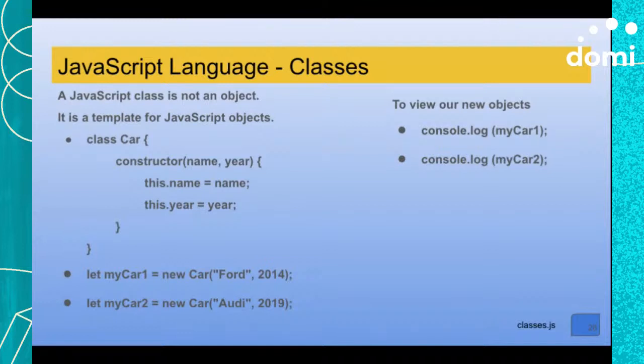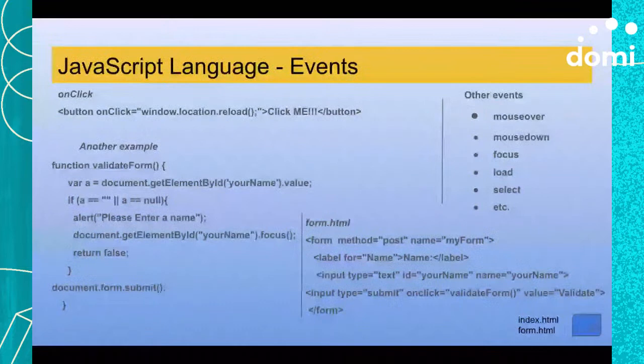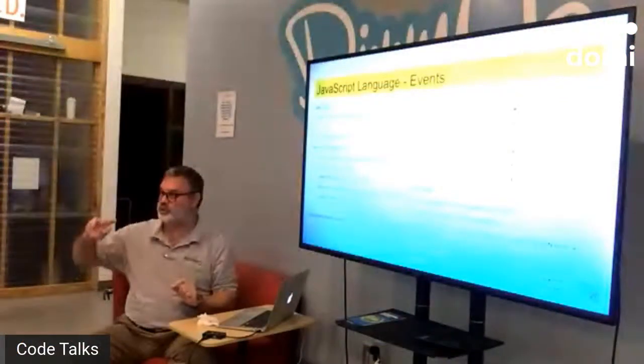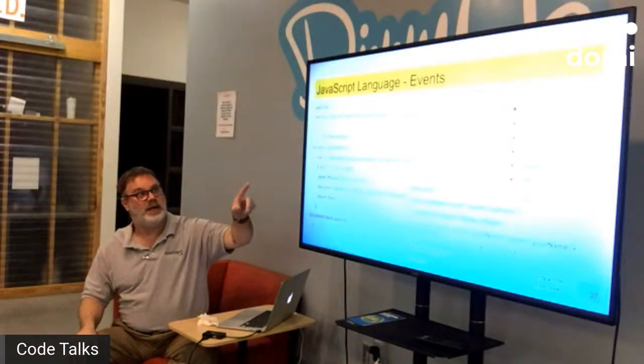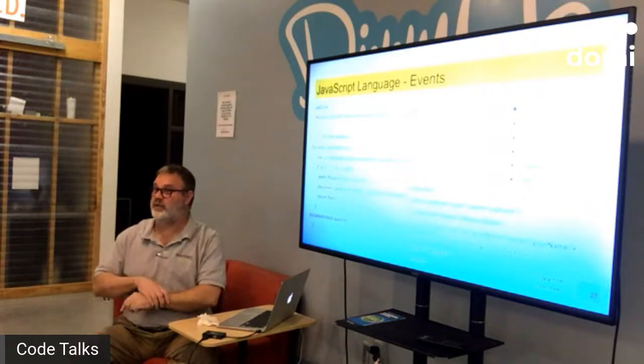We have events. We said that JavaScript lets the user interact with the page. It does so with events. So one of the events, this was the event that I showed you at the very beginning. For click me, what it does is it says, hey, document object model, that thing at window at this location, I want you to run the reload method. I want you to refresh. And that's what it does.